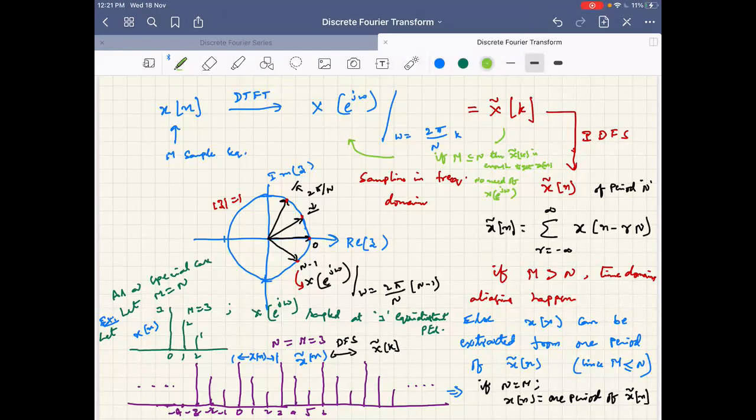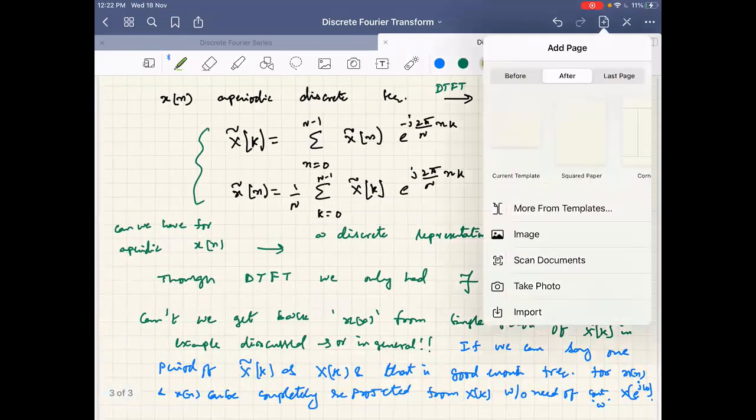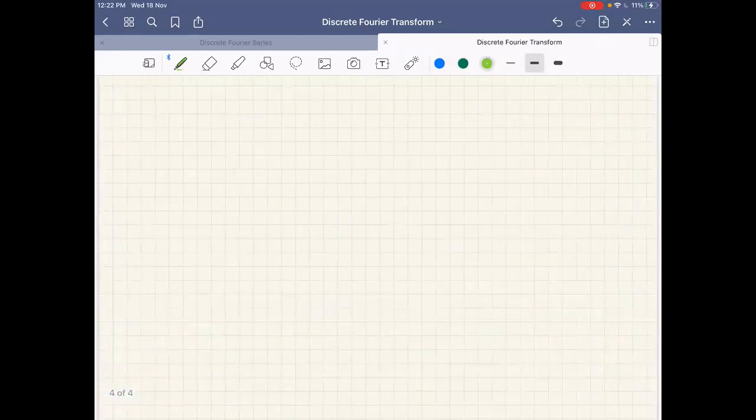So after the discussion, what we boil down to is, if you have a discrete representation in frequency domain, just n samples in frequency domain, those are good enough to get x of n in time domain, and n has to be greater than or equal to m. So in the optimal case, the number of samples in frequency domain has to be exactly equal to the number of samples in time domain. So in that case there is no need. We'll just rewrite the same thing here.